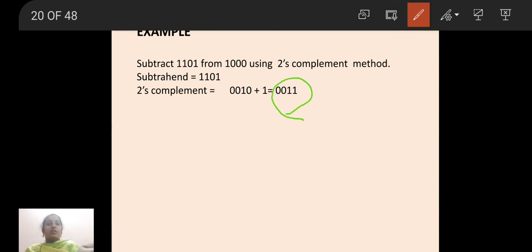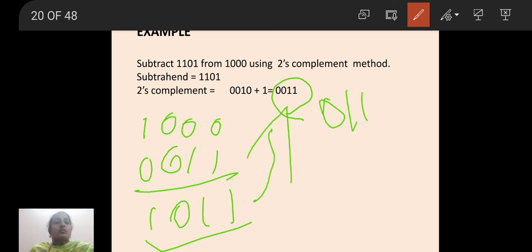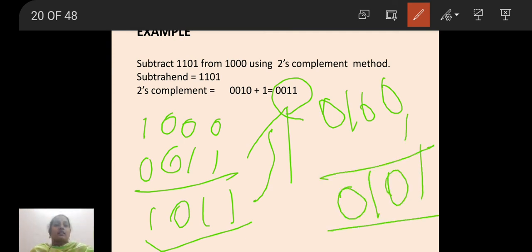You add 0011 to 1000. We are getting 1011. So this is our result. Is a carry produced? No carry is produced. So if no carry is produced, what does this indicate? The result becomes a negative number. Then how can we indicate the negative number? Again you have to take the 2's complement of this number. So now this is the correct answer.